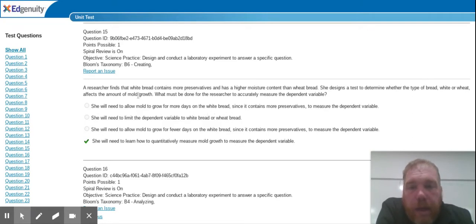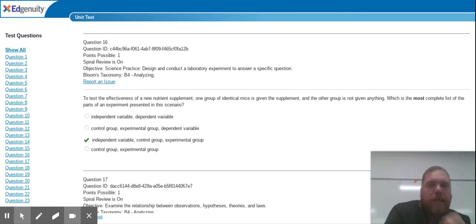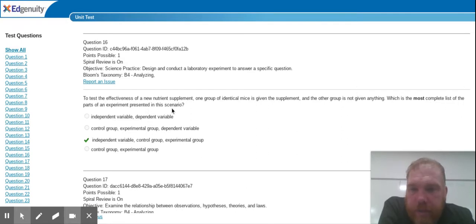So if you're thinking that the white bread contains more preservatives, she would have to have a way to measure. Okay, measure, the dependent variable. Question 16, to test the effectiveness of a new nutrient supplement, which is the most complete list of parts of the experiment presented in the scenario.